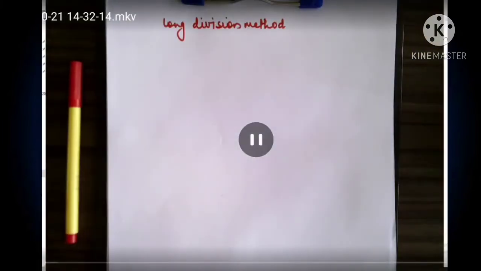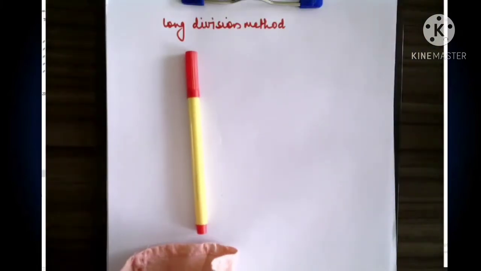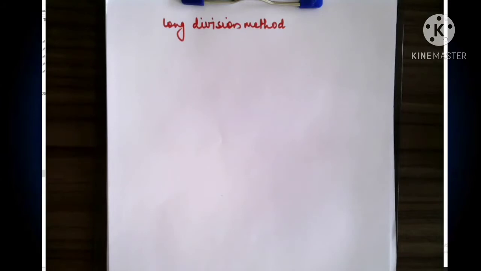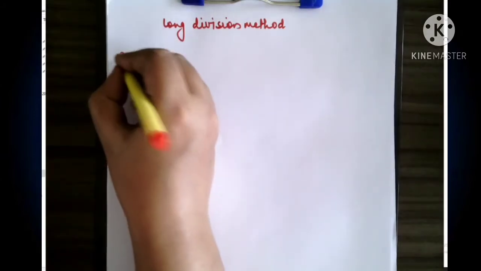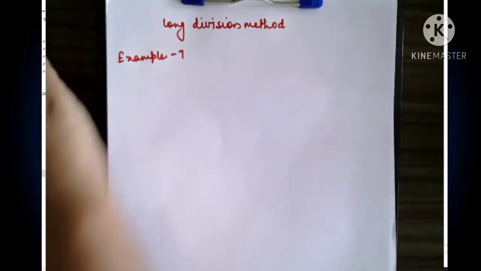Now students, we are starting with a new topic, that is long division method. Now we will learn how to divide a polynomial by a binomial by the long division method. Okay, fine. We are starting with one example only. I'll explain you. After that we will move to the exercise. Very first I'm taking example number 7 here. Example 7. Have a look everyone.